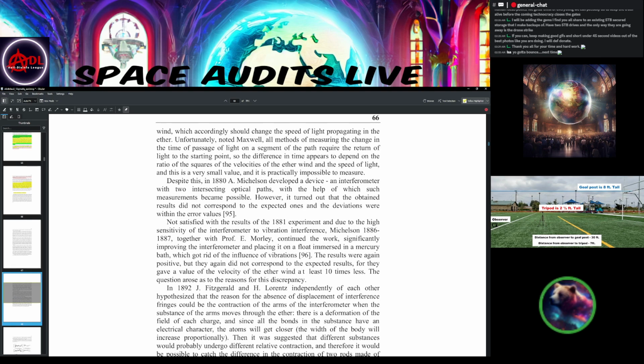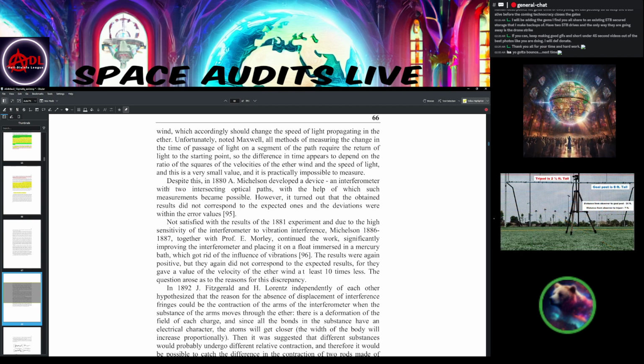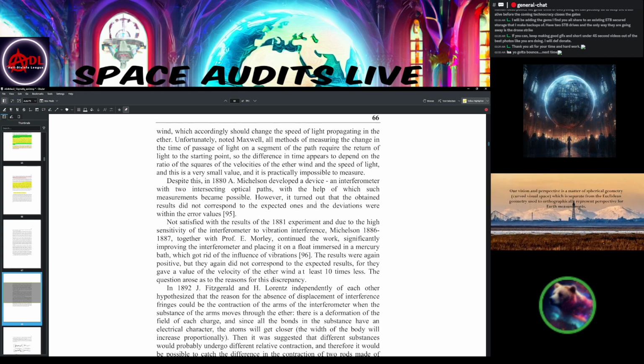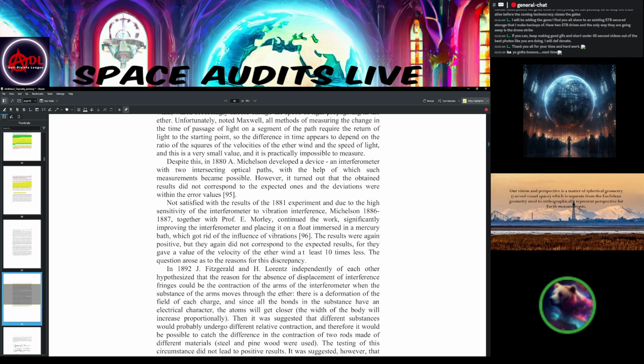Despite this, in 1880, Albert Michelson developed a device, an interferometer, with two intersecting optical paths, with the help of which such measurement became possible. However, it turned out that the obtained result did not correspond with the expected ones, and the deviations were within the error values, citation 95.